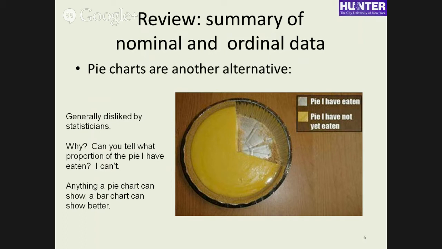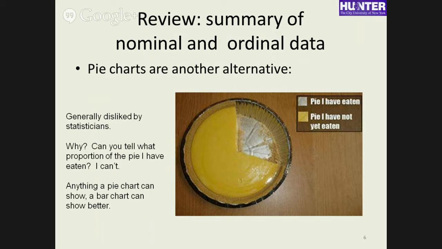Most statisticians don't like them. I think they maybe have their place. They can be nice for infographics, like they can provide a nice visual appeal. They're not very quantitative, which is why most statisticians don't like them. It's hard to read directly off them what the proportions are. So, you know, this looks like it's maybe about 2/3 of an eaten pie, but it's hard to tell exactly.